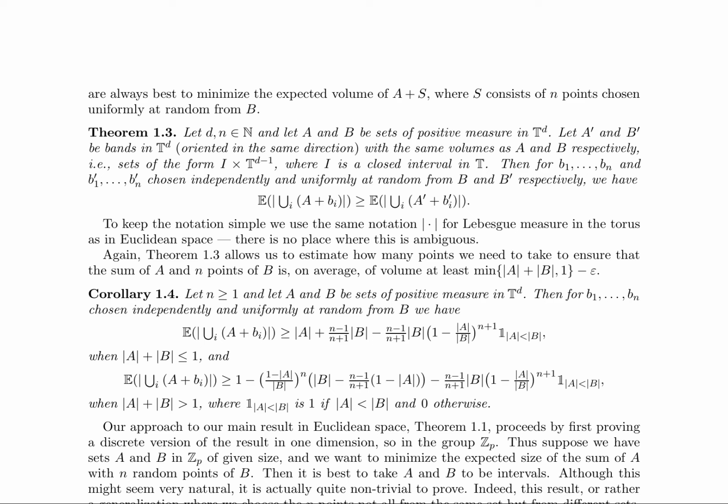Corollary 1.4 provides explicit lower bounds for the expected volume of the sum of A and n points from B in terms of the volumes of A and B. To prove their main result in Euclidean space, Theorem 1.1, the authors adopt a novel approach. They first establish a discrete version of the result in one dimension in the group Z_p.